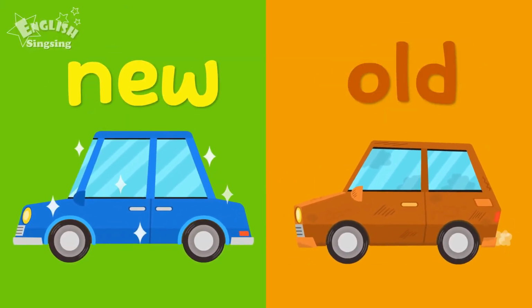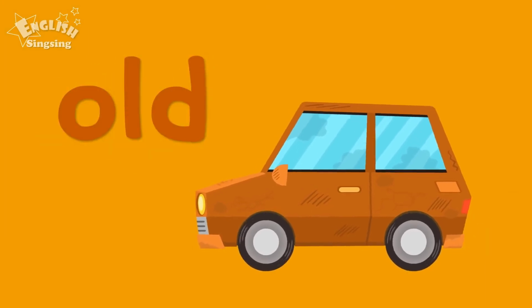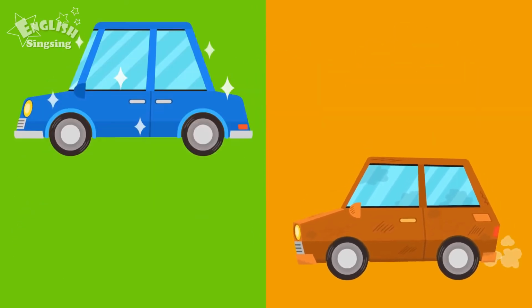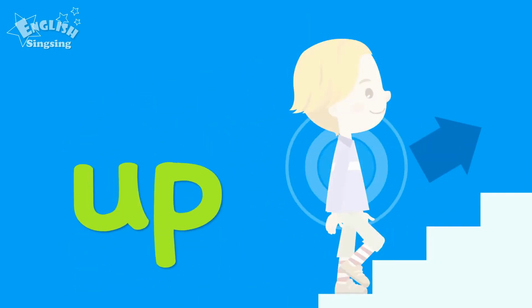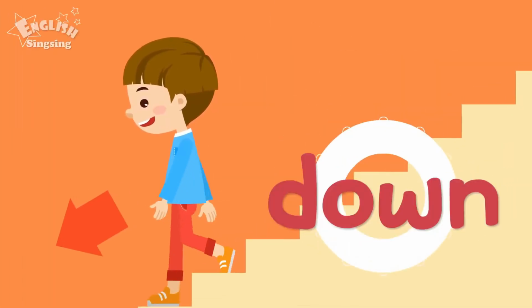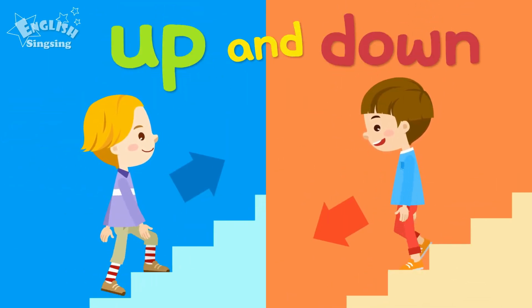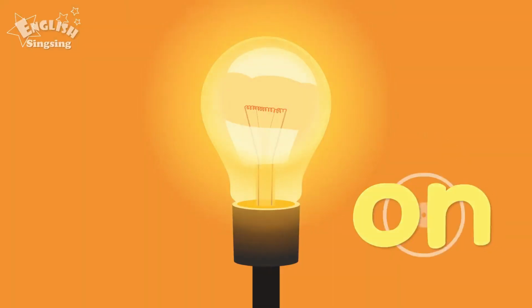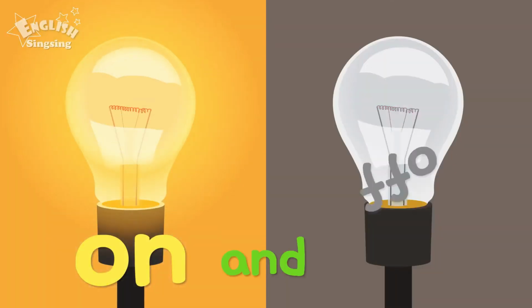New, old. New, new car. Old, old car. New and old. Up, down. Up, go upstairs. Down, go downstairs. Up and down. On, off. On, turn on the light. Off, turn off the light. On and off.